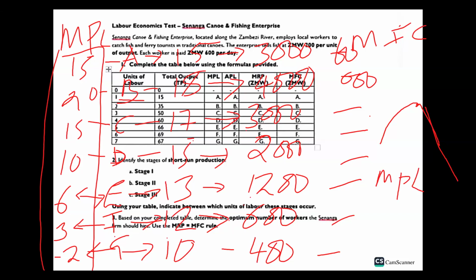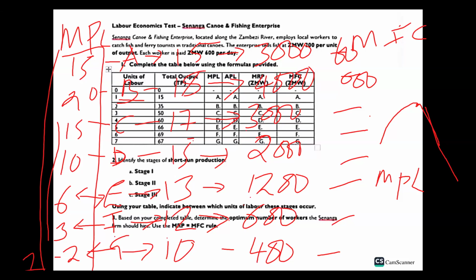So now, 3 up to 6. Yeah, 3 up to 6 is still positive. You can see that the MPL is positive here up to 6, right? Yeah, so 3 up to 6, that's the second stage. But the third stage is when it becomes negative. So it is 7 going down, which is just 7 in our case. 7 workers onwards, that's third stage. Decreasing returns to scale. Okay? All right.